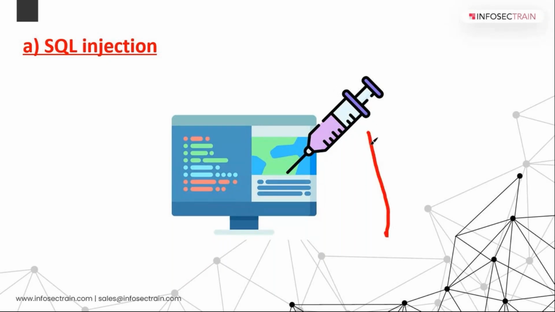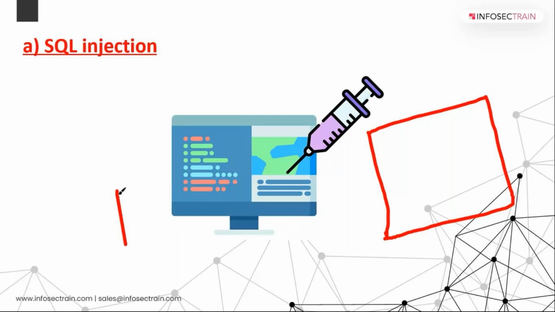So let's say, for example, this is the database that I have in place. Now what is going to happen is that this is the hacker who is sitting here. This hacker is going to give some malicious query, not a good one. Hackers are going to inject malicious SQL queries into this particular database.